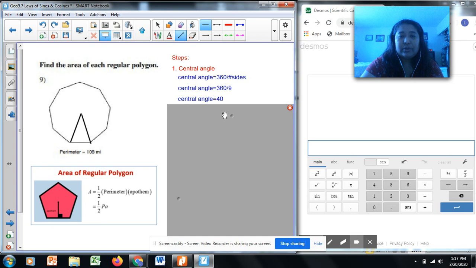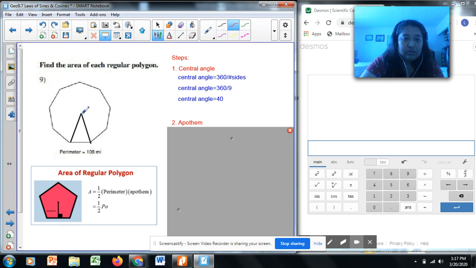The next thing that we're going to find is the apothem. And the apothem can be drawn by drawing a segment from the center perpendicular to a side of the polygon. So this red segment here divides your isosceles triangle into two congruent right triangles. So let me zoom in on this triangle here by drawing a bigger version here.